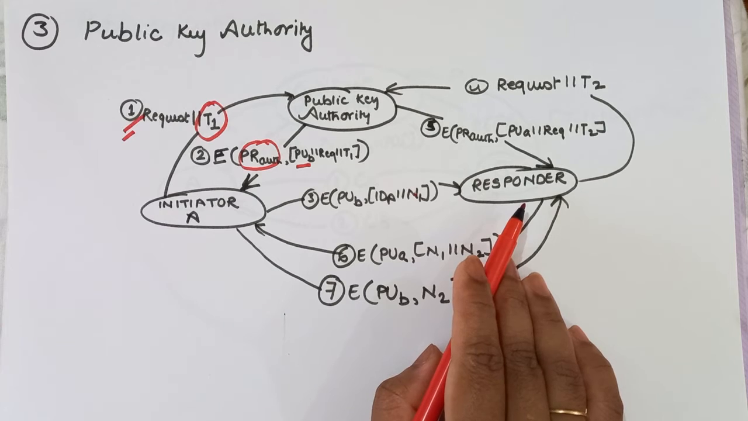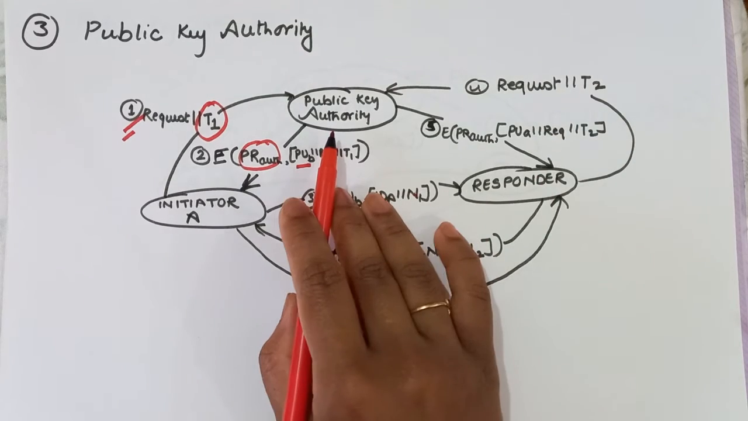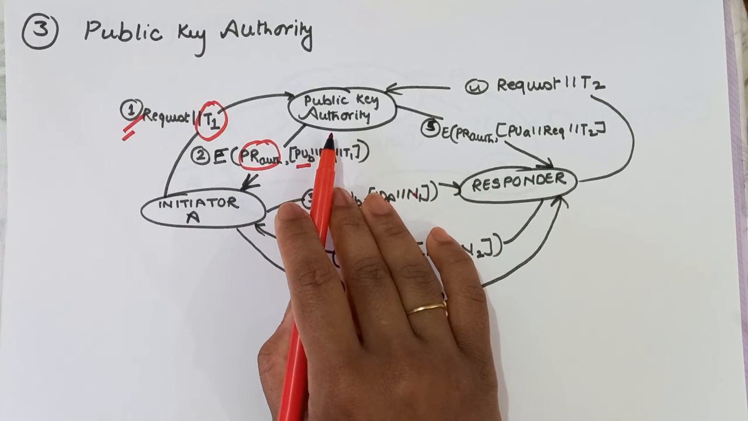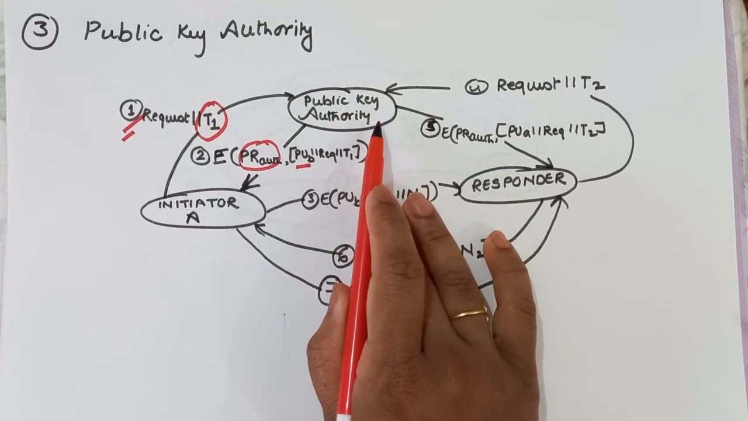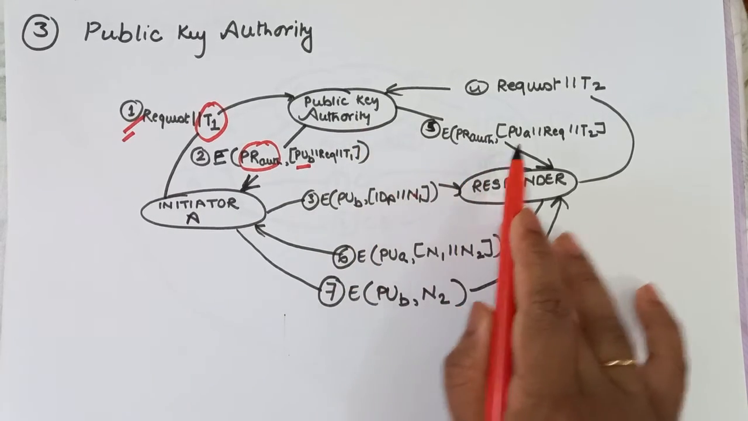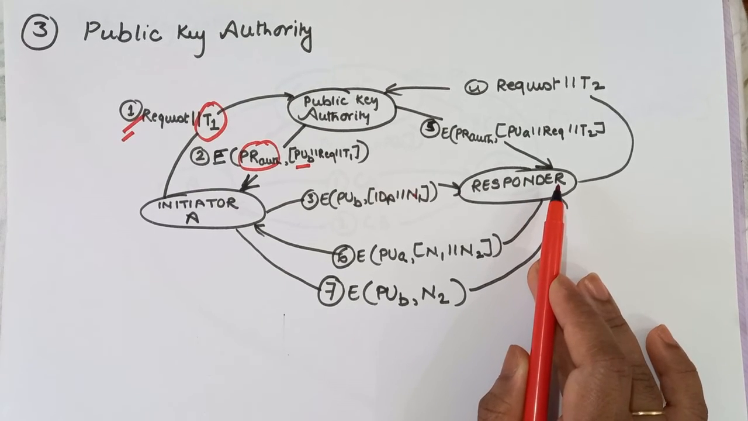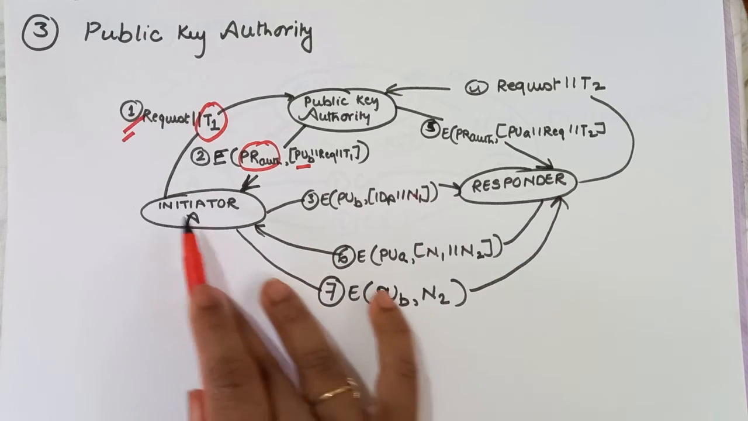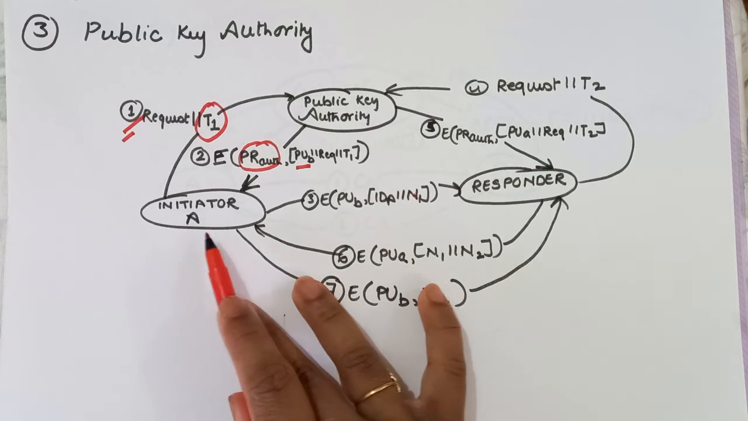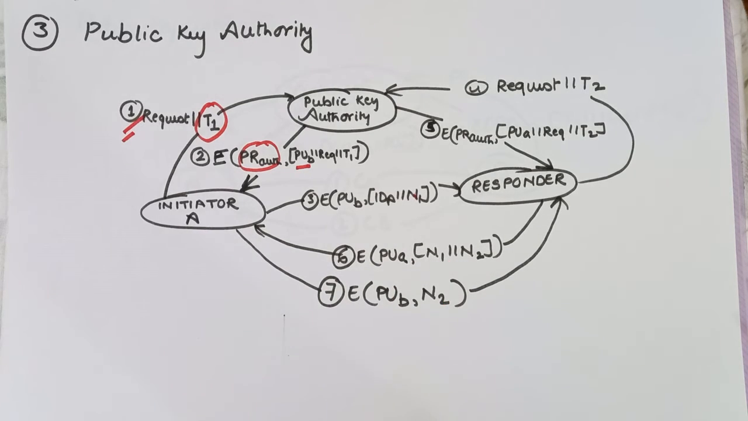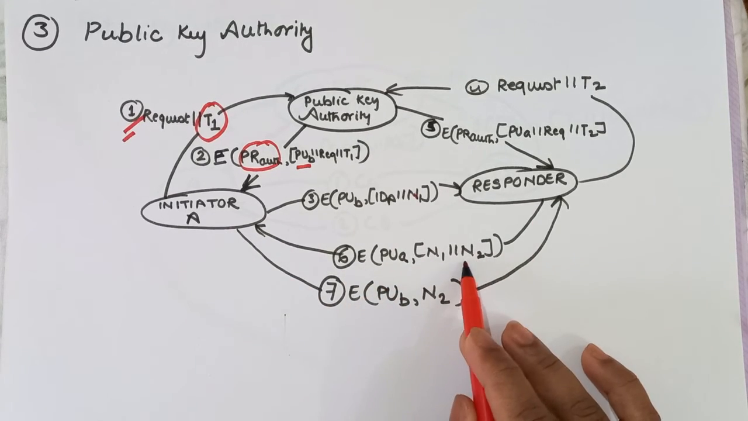Okay, after this, if the respondent wants to communicate to A, it would again request the public key authority for the public key of A. It will request with the timestamp. The public key authority will encrypt the message with its own private key and then send the public key of A to the respondent. After the respondent receives the public key of A, it can then communicate with initiator A. How? It will encrypt the message using the public key of A with the nonce that was there with initiator A and with its own original nonce N2.